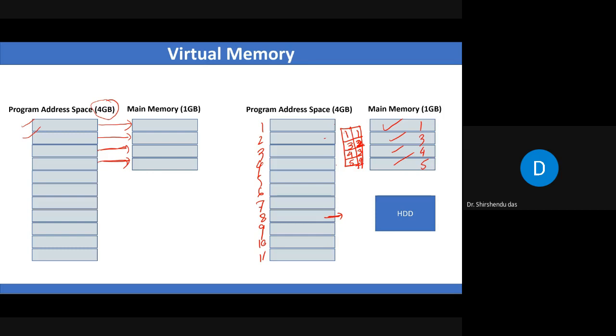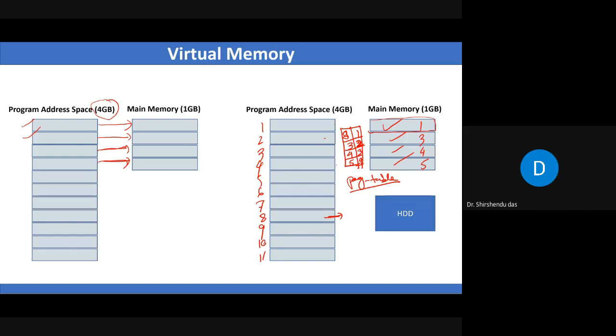Now I want to place virtual page 8 in the main memory, but I don't have any space, so I have to apply a replacement policy here. Suppose I apply LRU, then maybe the first one will be replaced. So I'll replace this, and in place of this, I'll place 8 now. So now virtual page 8 will be stored in physical page number 1. So this is called the page table. The purpose of the page table is to translate or convert the virtual address into physical address.